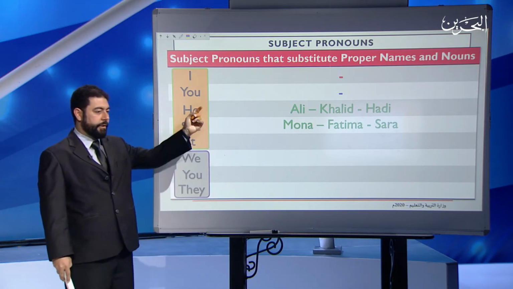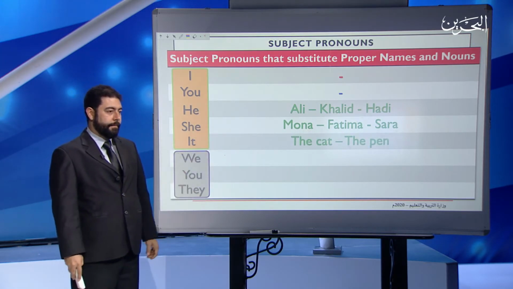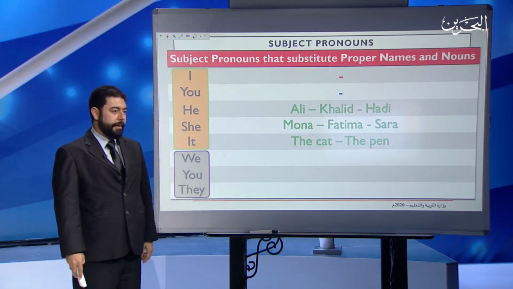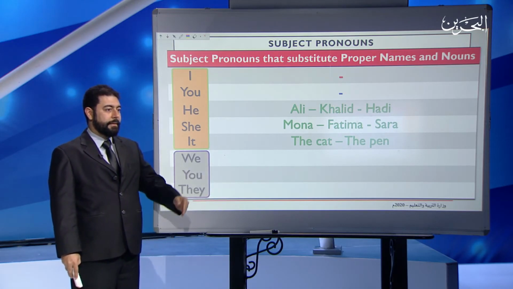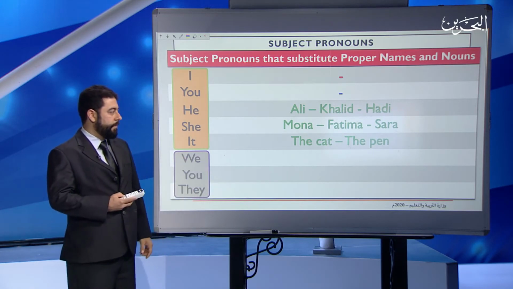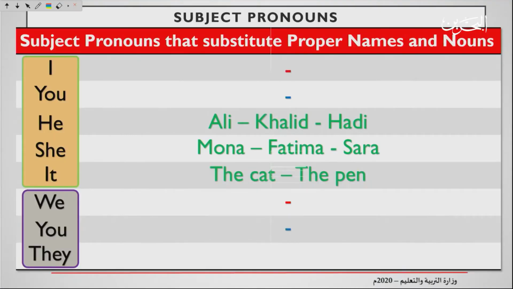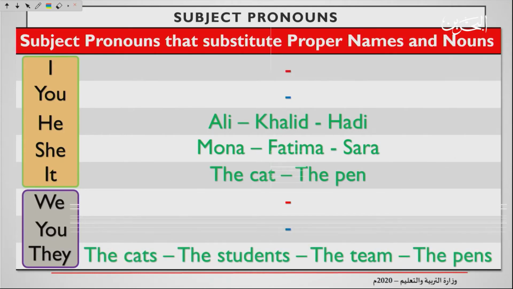It, can I change it into something else? Yes, I can say the cat, animals, or I can say a pen, a thing. For example, it is on the table, or the pen is on the table. What about we? We, you cannot change it. And also you. But they, you can. You can pluralize cat into cats, pen into pens, student into students, and a player into a team.